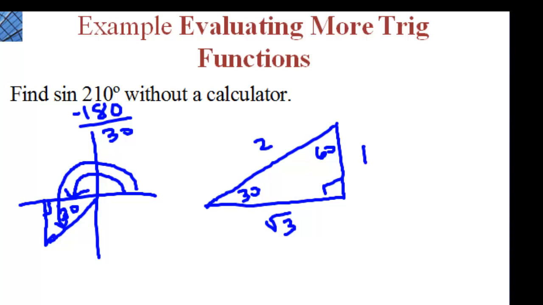All we're looking for here is a sine function. We know that we're looking for sine of 30 here. This is called a reference triangle. It's called a reference triangle because it's not exactly the 210 degrees. We're looking at the 30 degrees. So sine of 30 degrees is the opposite over the hypotenuse. So sine of 30 degrees is 1/2. But we didn't ask for the sine of 30 degrees. We asked for the sine of 210 degrees.